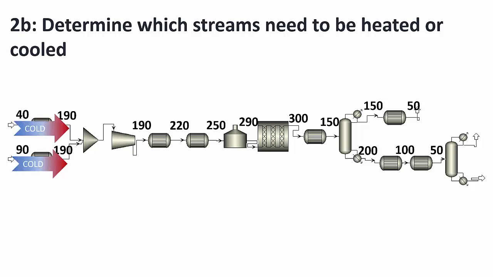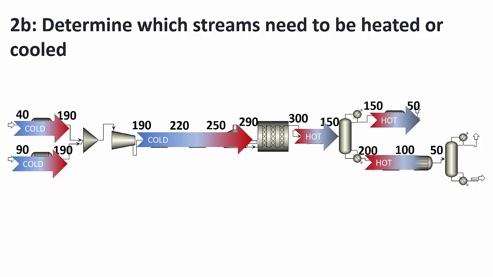Starting from the left here, we have 2 cold streams, probably different flow rates, both being heated up to 190 degrees. They are combined in a mixer, sent through a compressor, and then heated up to 290 degrees. This is a cold stream. After the reactor, we have a hot stream being cooled to 150 degrees, and then 2 hot streams coming out of the distillation column after this reactor.